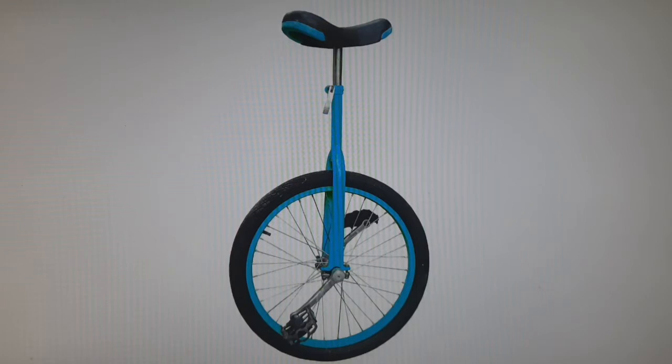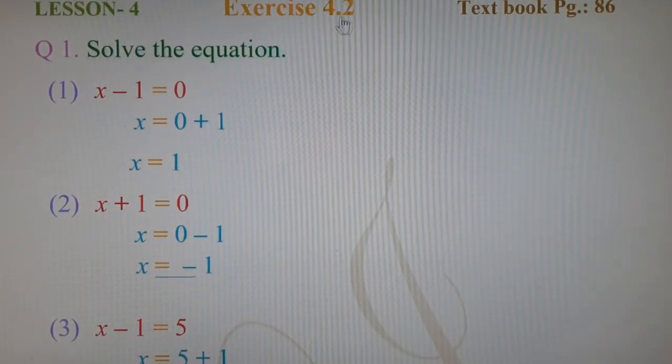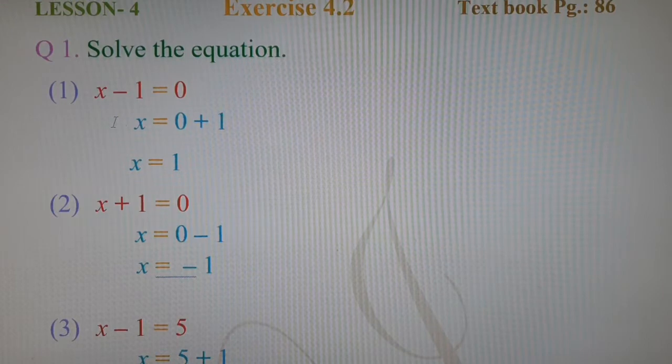We continue with the chapter Simple Equations. Today we begin Simple Equations Part 4, Exercise 4.2, textbook page number 86. We begin the first question. The first question is, give first the step you will use to separate the variable and then solve the equation.